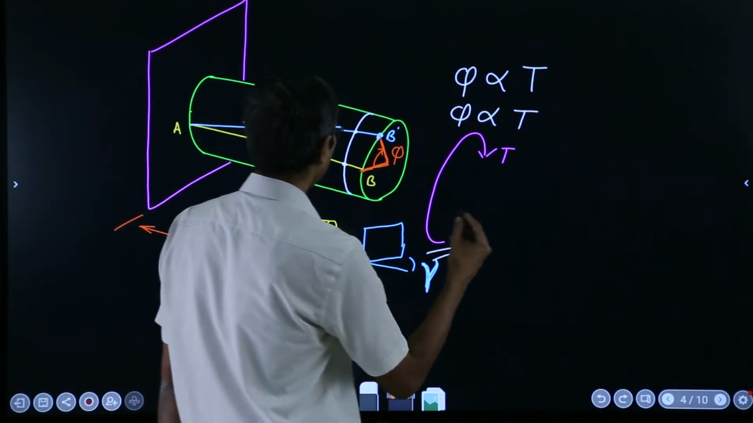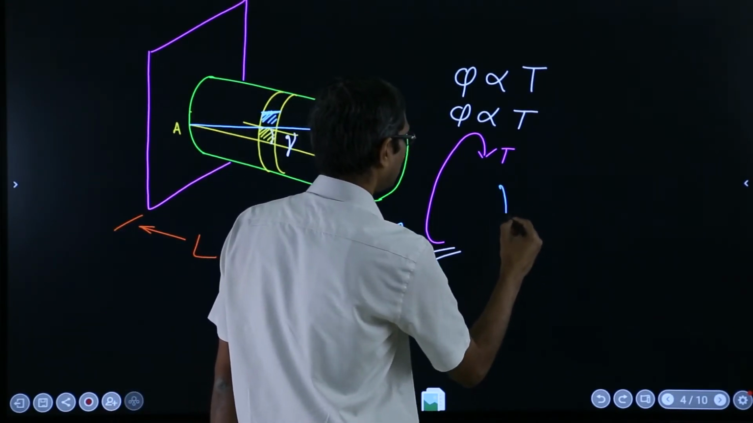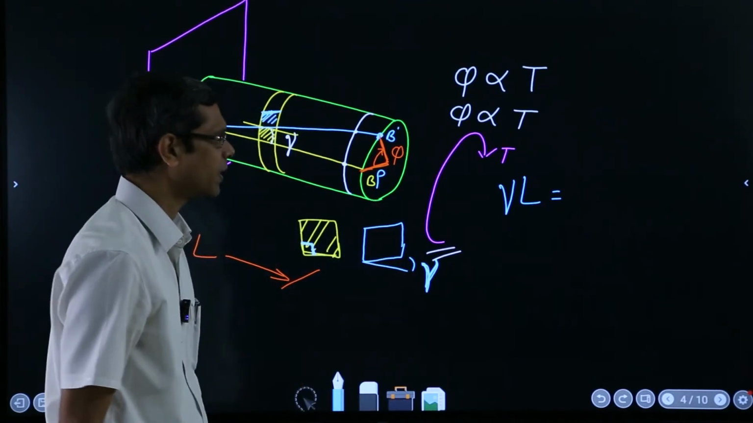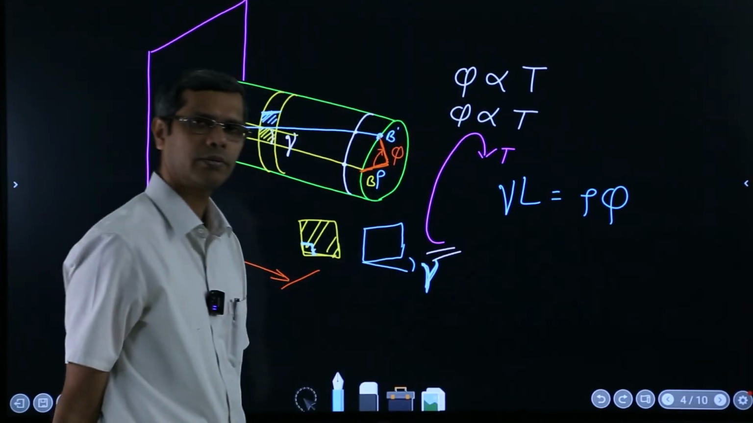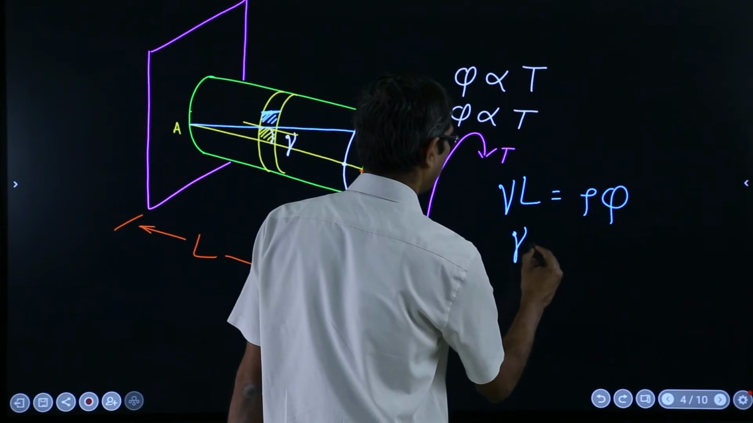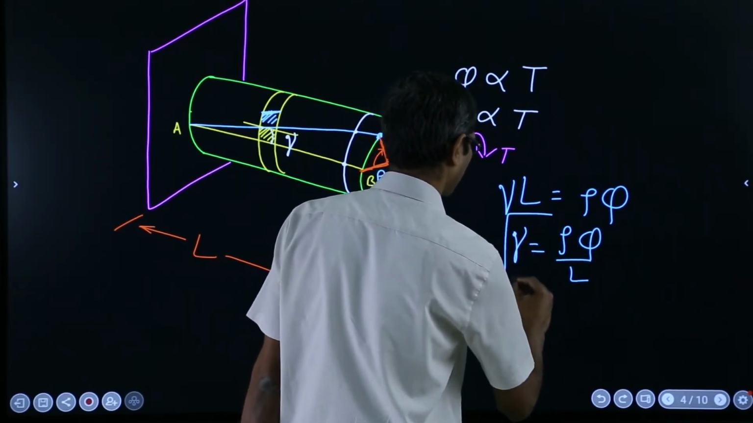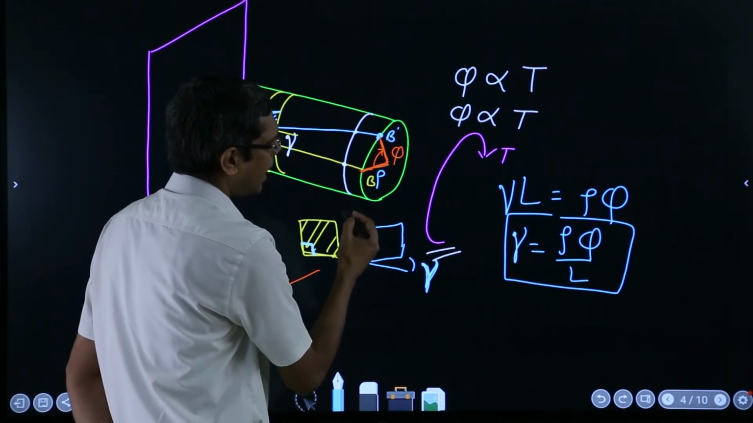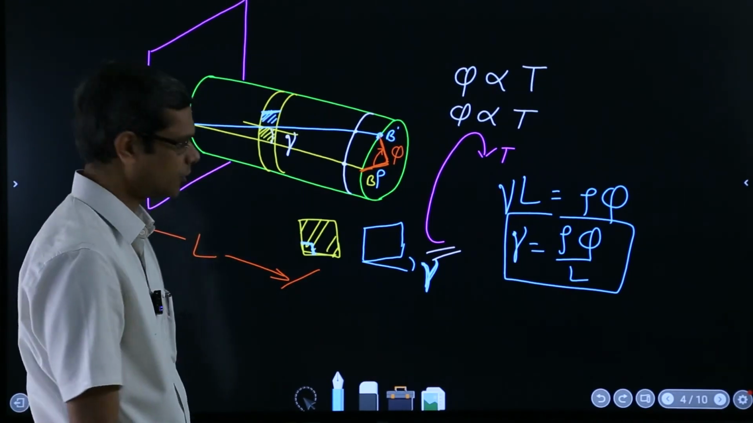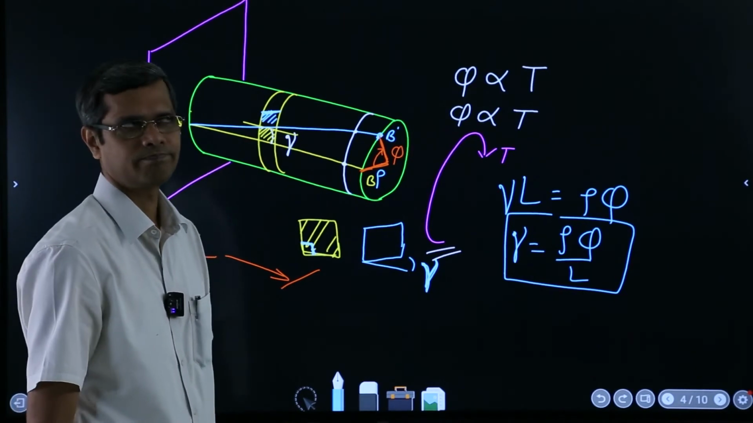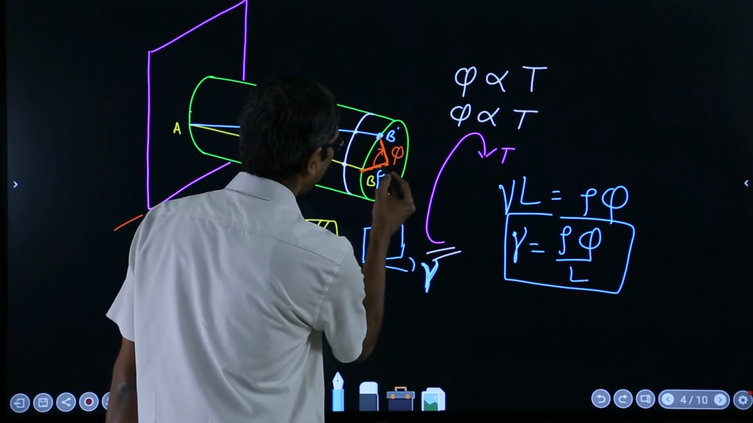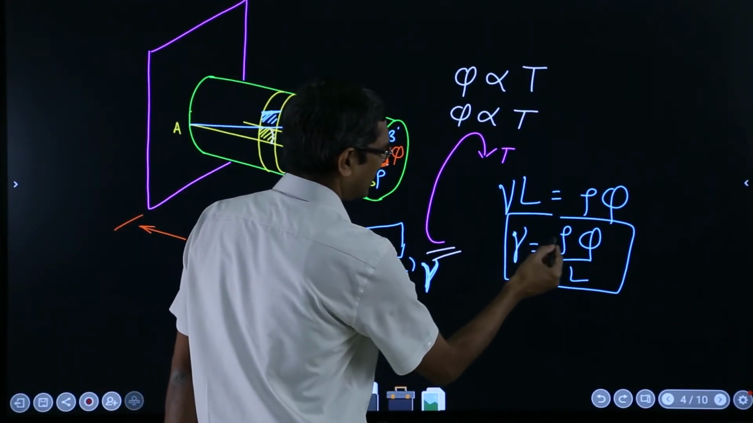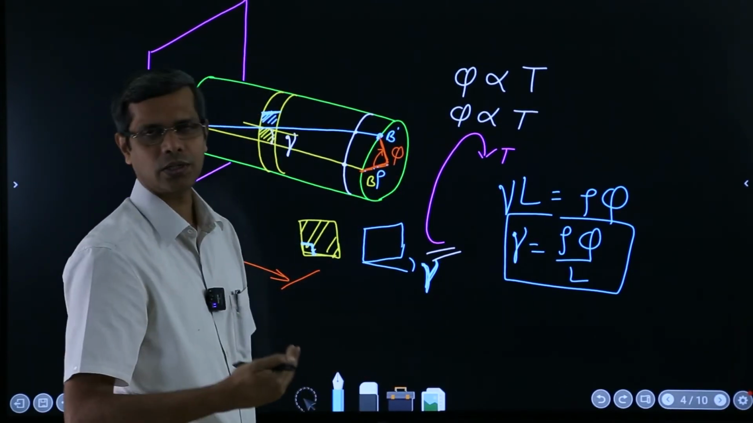And in terms of that angle, if you want to write this length, gamma times L will be equal to, suppose this point is at rho, rho times phi, right? So from here you can say that gamma is rho phi over L. Now what this tells you is, suppose L is constant, you have kept the length of the shaft constant, then think about different rho values, different radius values. What you observe is that it increases as you move away from the center towards the circumference.